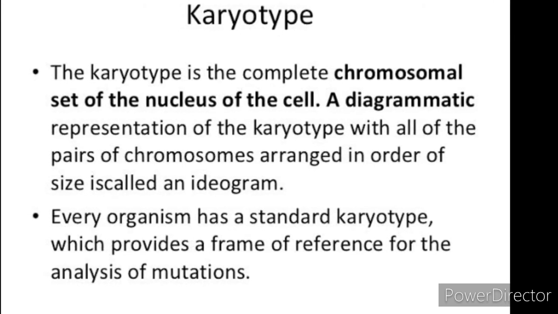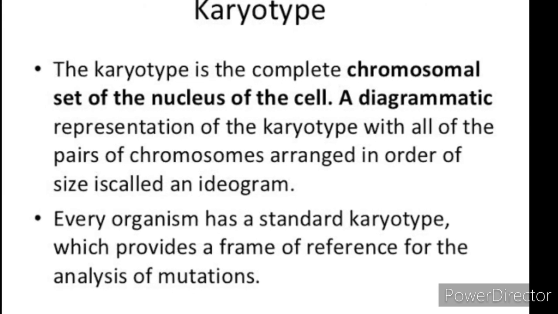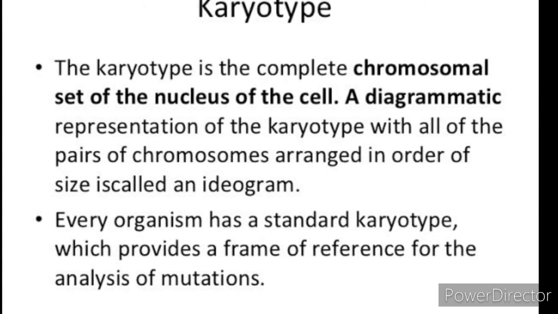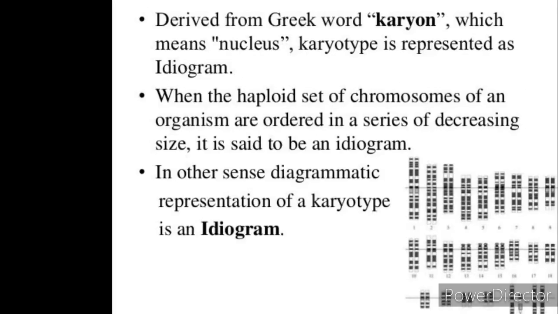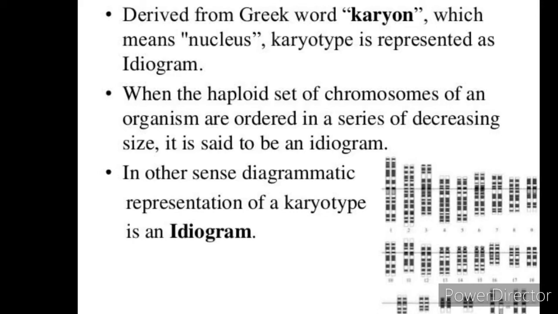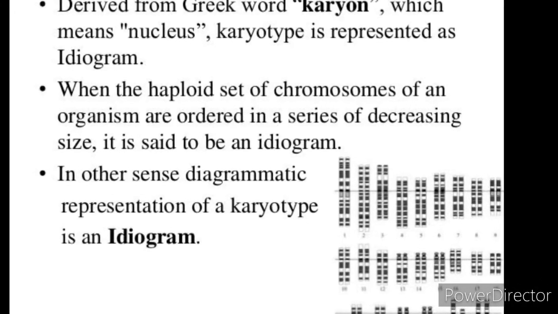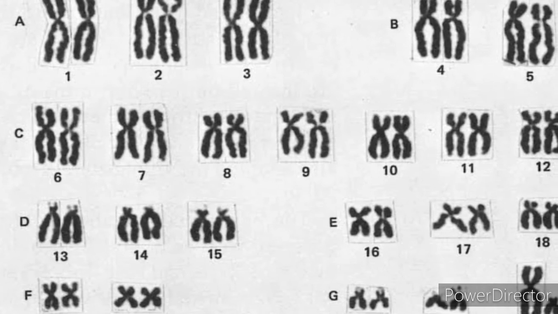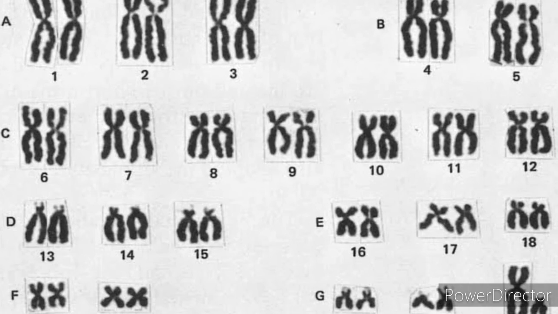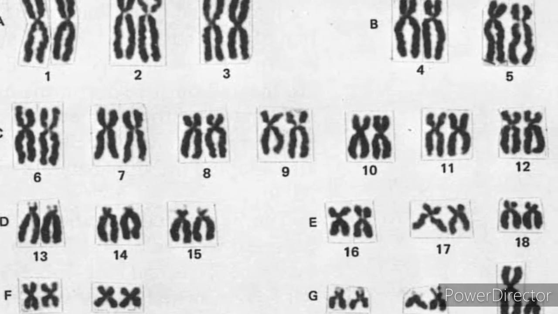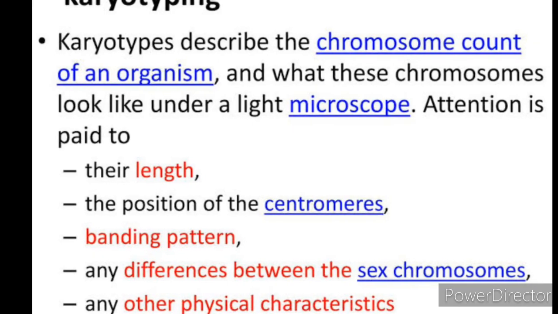Karyotype is the number, size, and shape of chromosomes in the cell nucleus of an organism. Ideogram is the diagrammatic representation of the karyotype of a species. It consists of all the metaphasic chromosomes arranged in homologous pairs according to decreasing length, thickness, position of centromere, shape, etc., with the sex chromosomes placed at the end.